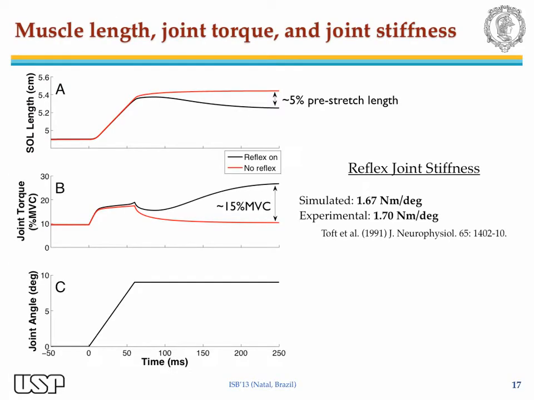The muscle fiber length decreases with the stretch reflex, approximately 5% of the pre-stretch value as shown here, while the joint torque increases. This results in an increase in both muscle and joint stiffness, and in this case the joint stiffness was approximately equal to the value reported by Toft and co-workers.